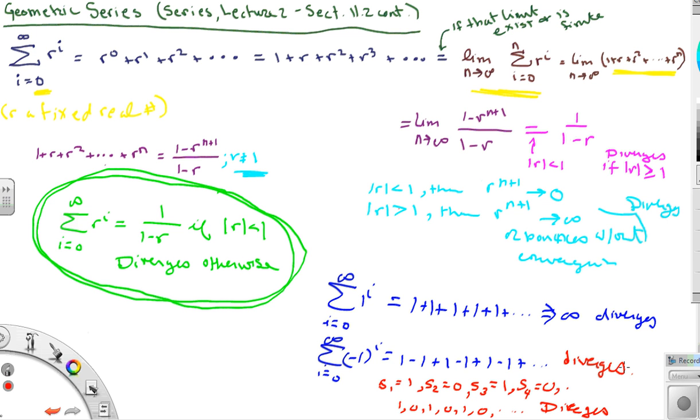Okay, in the next lecture, we're going to look at examples of how to use the geometric series to find sums of series that are similar to geometric series, related to them in some way or another. And okay, good place to stop.